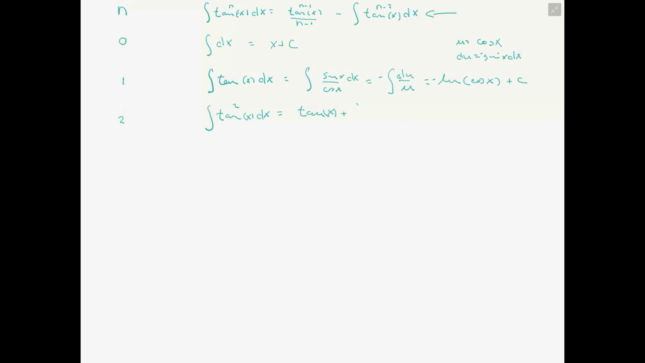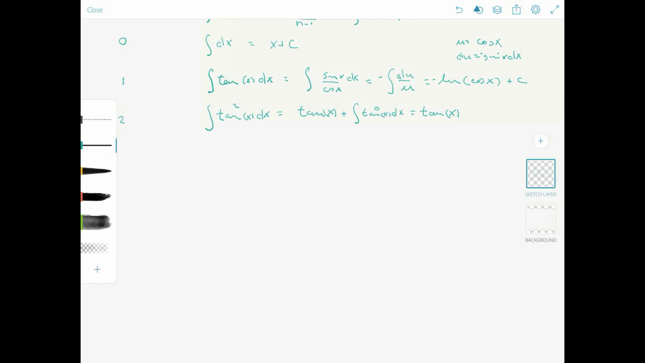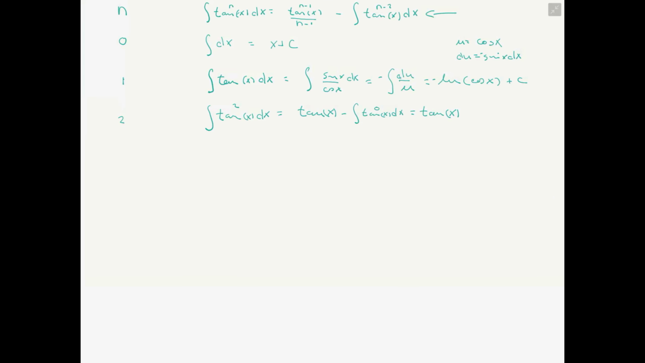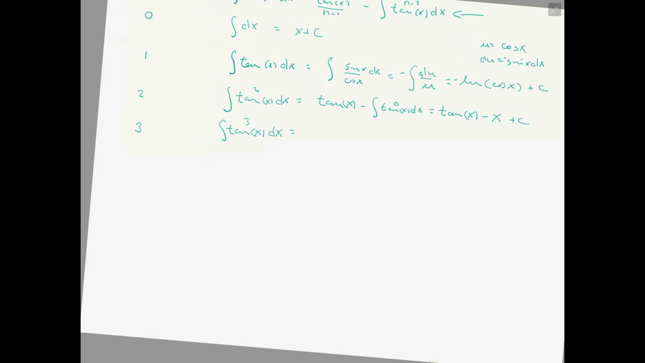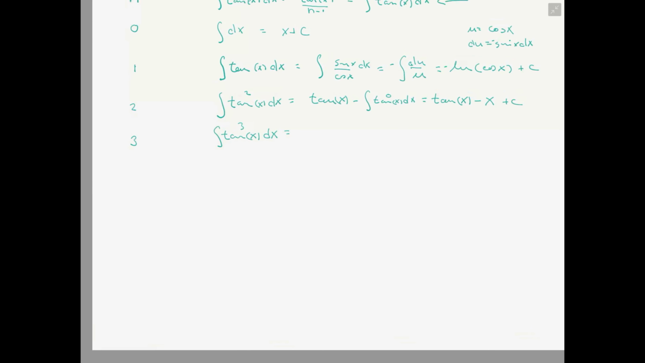Now we go to n is 2. So we have tangent squared x dx, and that's equal to tangent x plus, now this would be tangent to the 0 x dx, but we have that already, so that's tangent x minus, I'm sorry, this is going to be a minus sign here, minus x plus c.